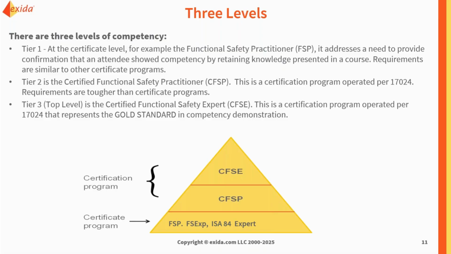So for example, at Tier 1, the certificate level, the functional safety practitioner addresses the need to provide confirmation that the student or attendee showed competency by retaining the knowledge from the course. And typically at the end of our FSE 100 class, there's a 1-hour FSP exam, which you can take online, but you need to get 80% correct to pass. And it's only based on the content that was covered in the course. So it's purely a certificate.